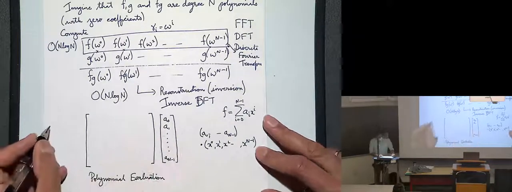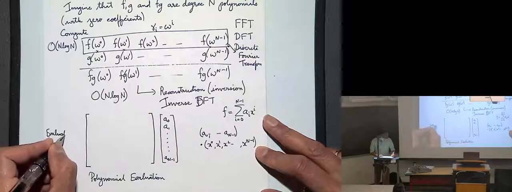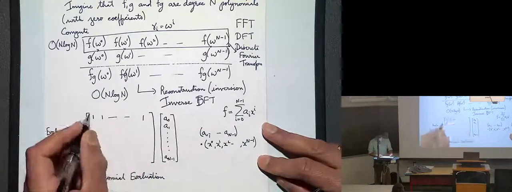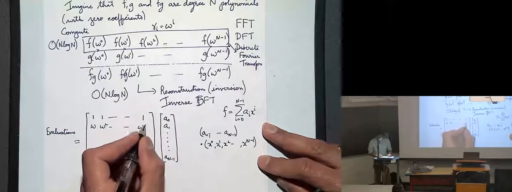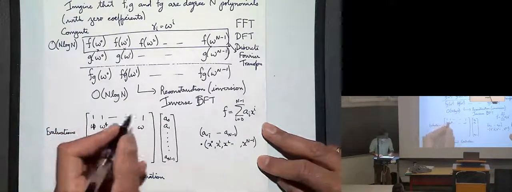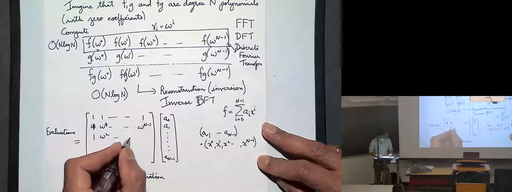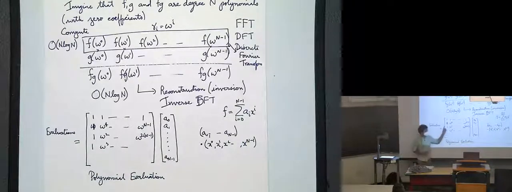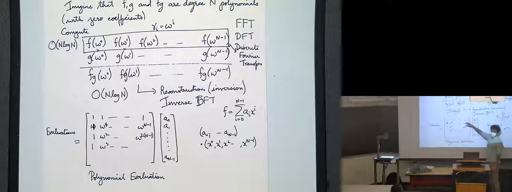If you look at what this is equal to, the evaluations are basically this. Omega to the 0 is 1, then 1, omega, omega squared, up to omega to the n minus 1. This is also 1, sorry. Does this make sense, what I'm doing here? Each row is like this, where I put omega as x. When I put omega to the power 0, I get the top row. When I put omega to the power 1, I get the next row. When I put omega to the power 2, I get this row, and so on.